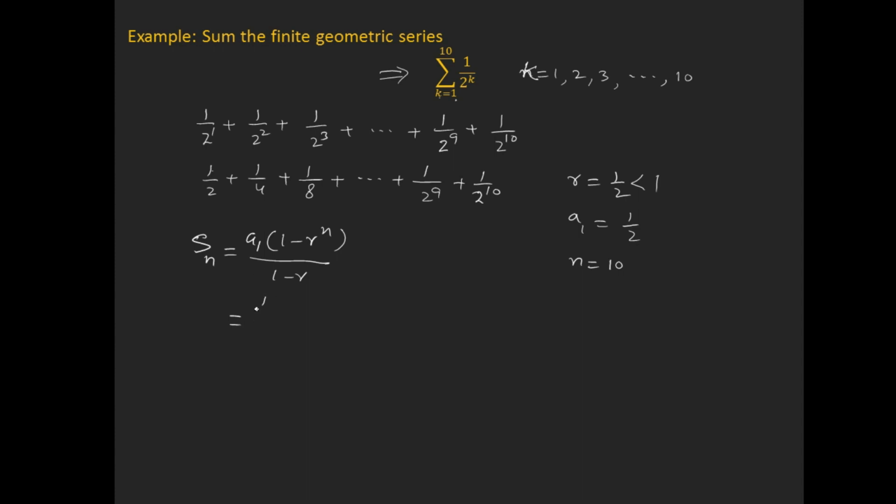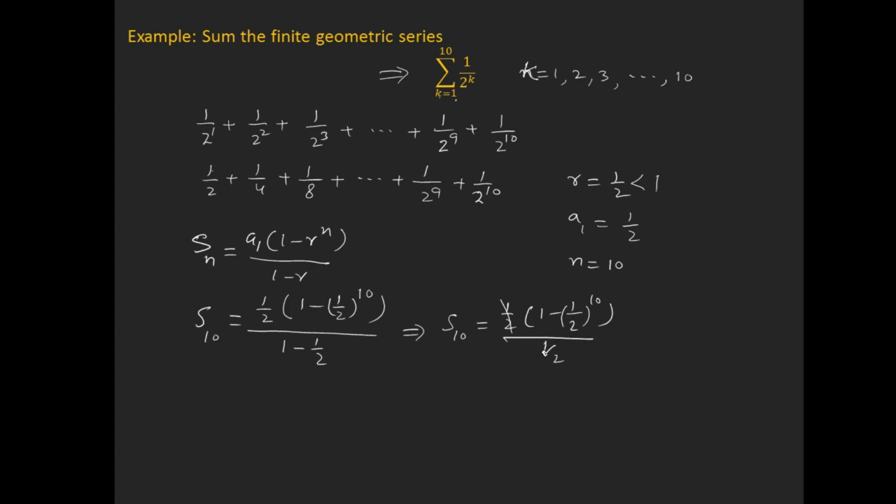First term is 1 divided by 2, and then 1 minus r is 1 by 2 power n, n is 10. And divided by 1 minus r, which is 1 divided by 2. This means Sn, n is 10, so S10 is equal to what? Now calculate this. First the numerator, 1 minus 1 by 2 power 10, and divided by 1 minus 1 by 2 is 1 by 2.